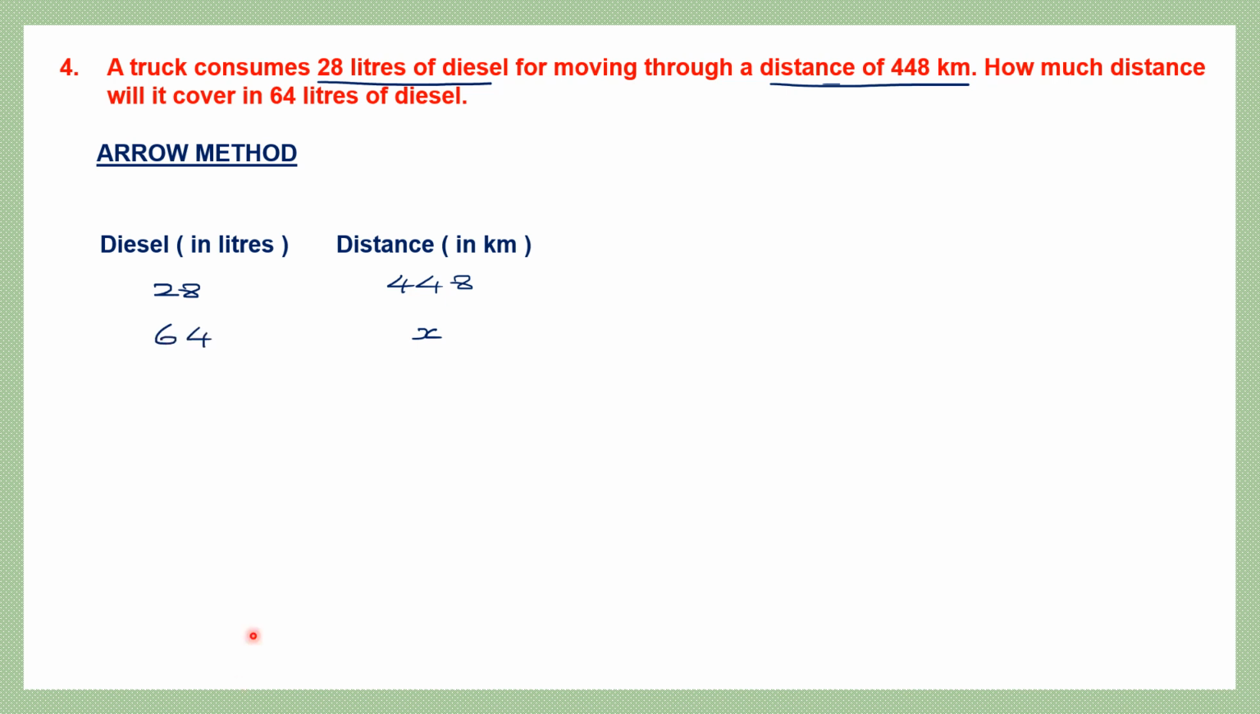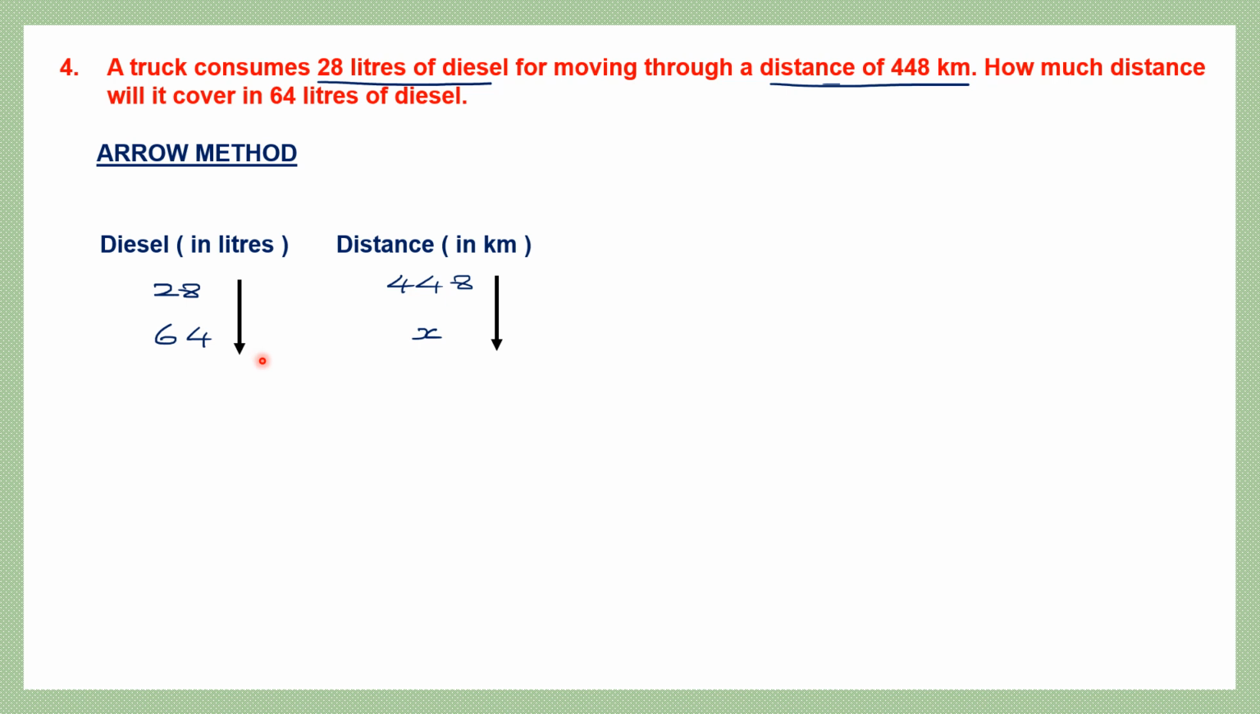So now, as we can see, we have 28 liters, and that's going to be increased to 64. That means 448 kilometers will also increase. So direct variation, so we have an arrow mark coming like this and this. So now remember, if it is direct variation, the arrowhead should point in the same direction. Now we are going to work this out.